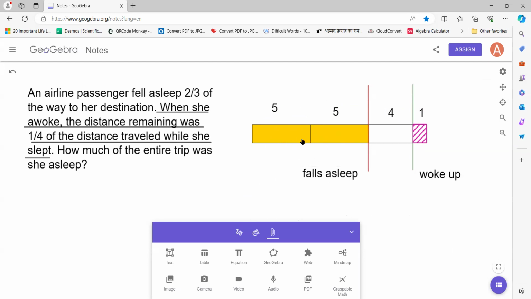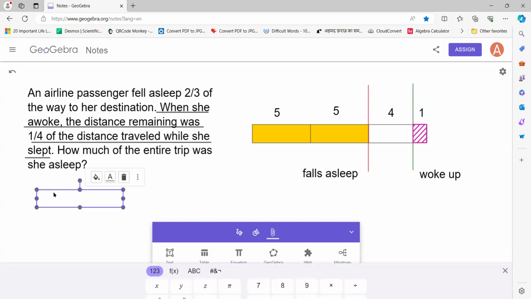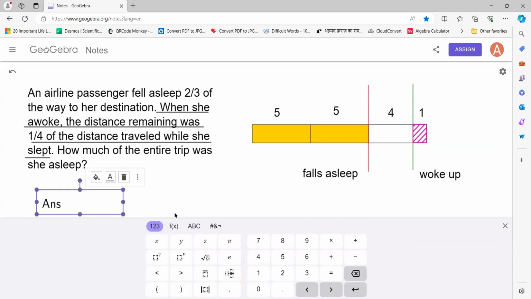Again, yellow parts, she's awake. Pink part, she's awake. White part, she's asleep. So if the entire duration of the trip was 15 hours, she was asleep for 4 hours. So the answer has to be 4/15.